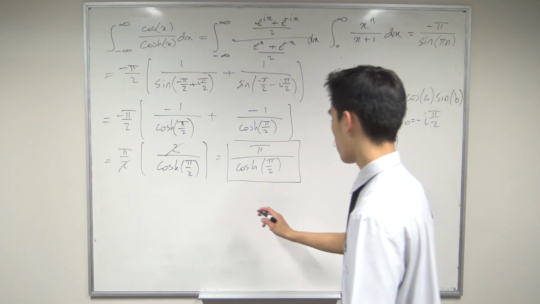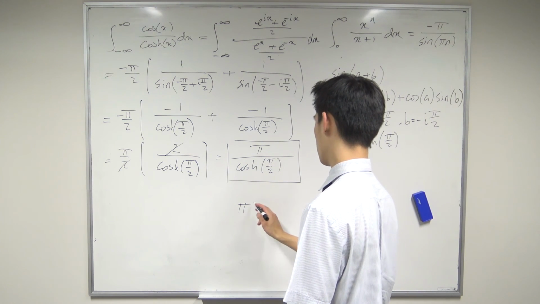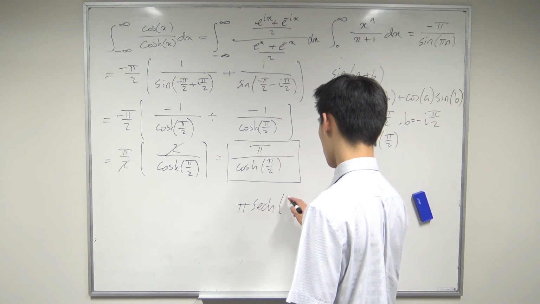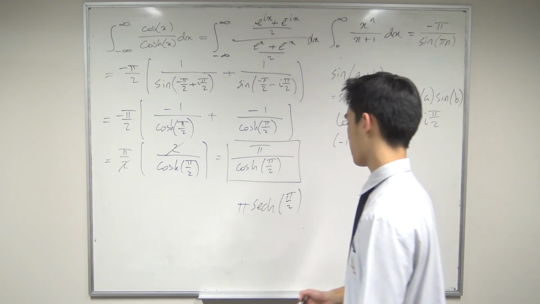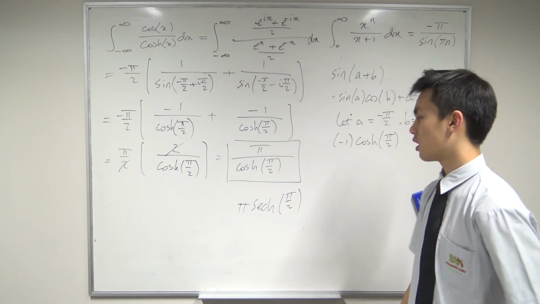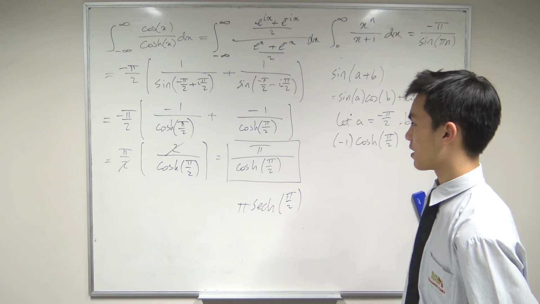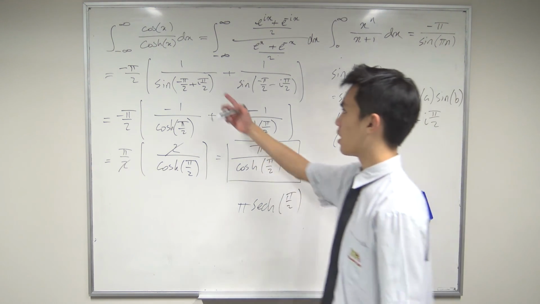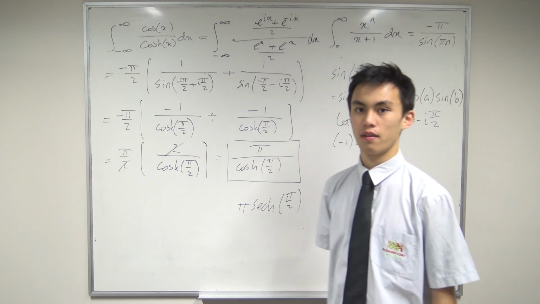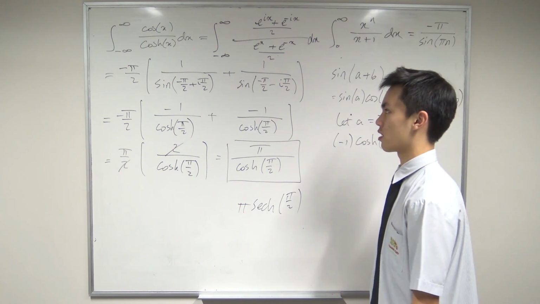If you want, you could also write it as pi times sech of pi over 2, because sech is just 1 over cosh. But yeah, I actually like this answer better because it kind of mirrors what we had at the very start with the cosine and the cosh.